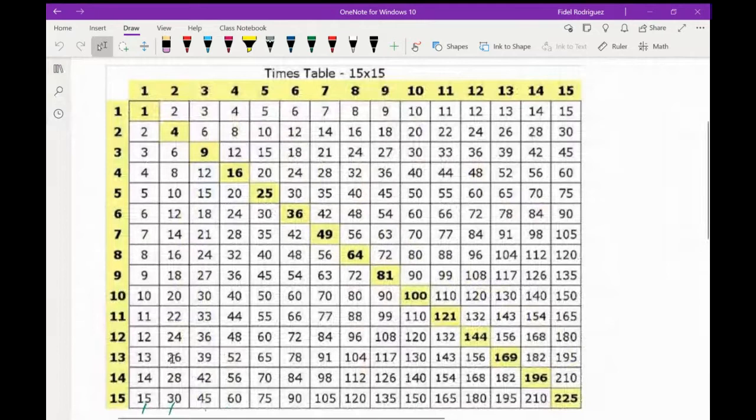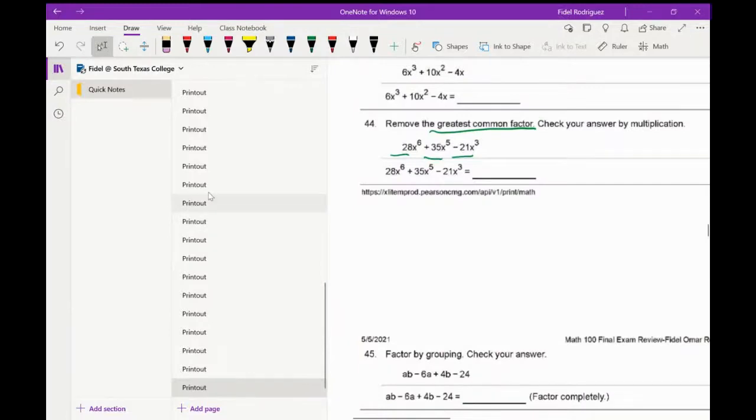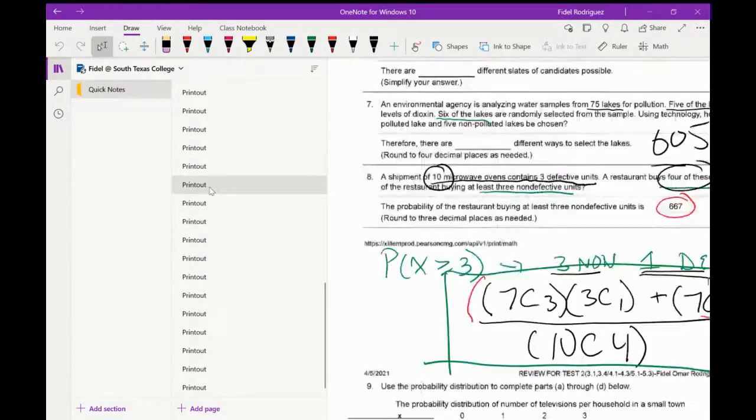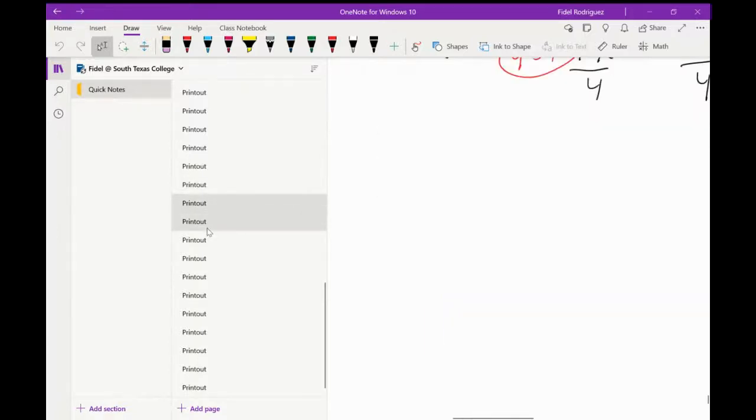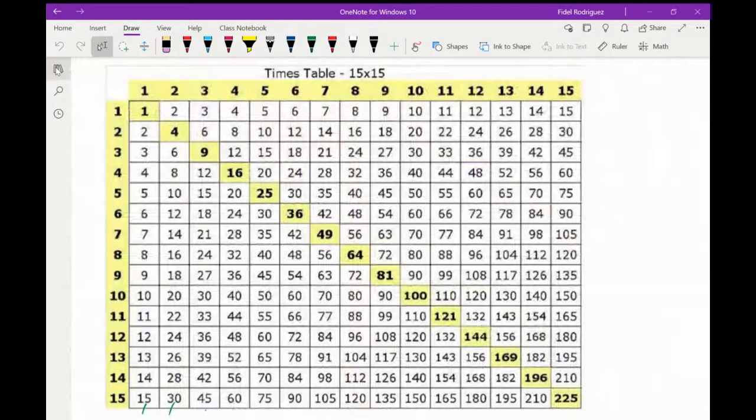Okay, so the numbers we had were 28, 35, and 21. There we go, 28, 35, and 21. So guys, 28, 35, and 21, I want you to notice they are all right here, which means we can factor out the number 7, okay?